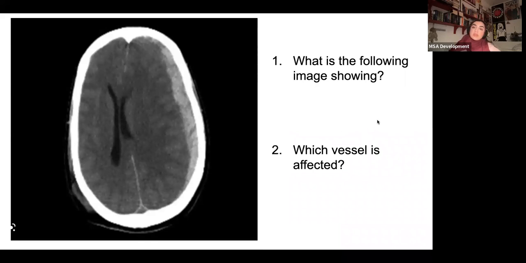Now the opposite thing here, you can see crescent formation and fluid collection in a crescent shape. So what is the following image showing? A subdural hematoma. And which vessel is affected? Typically, the bridging veins. So you're going to have to remember to answer it like this. So just remember what you're looking at and what is affected.